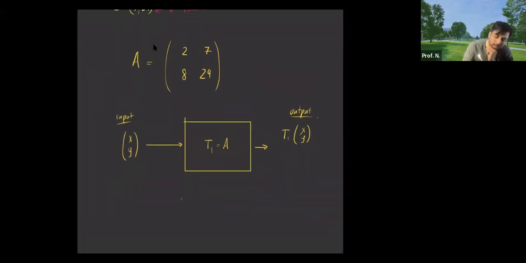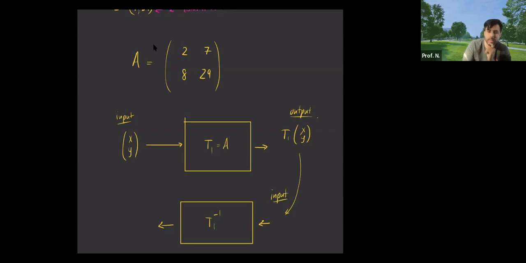Now, what does T1 inverse do? T1 inverse takes the opposite direction, right? It takes some output, which is the output of T1, as the input of T1 inverse, and the output is the result of that, right? So if I call this x comma y, then I get some output T1 of x comma y.